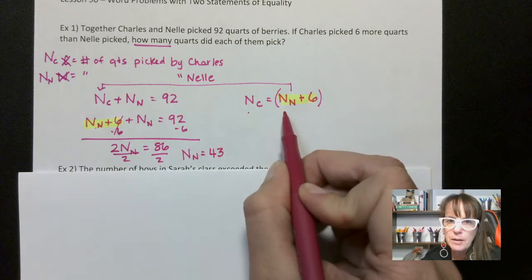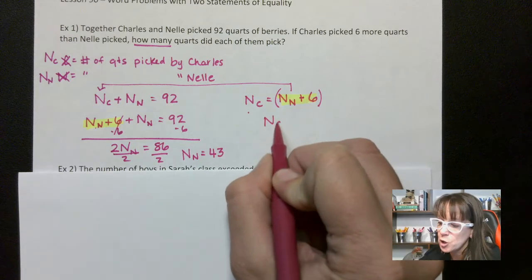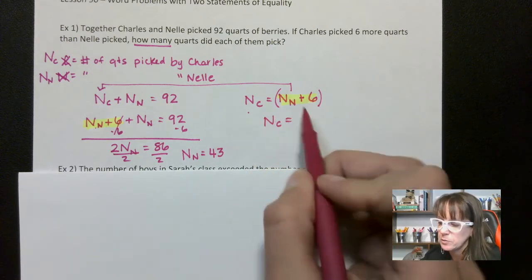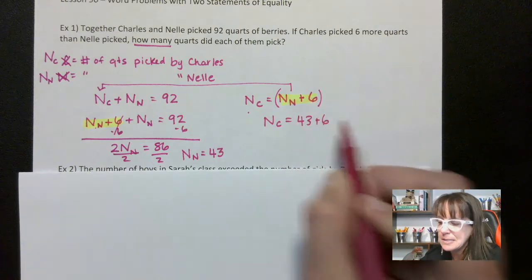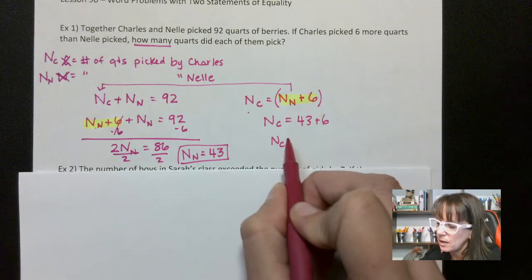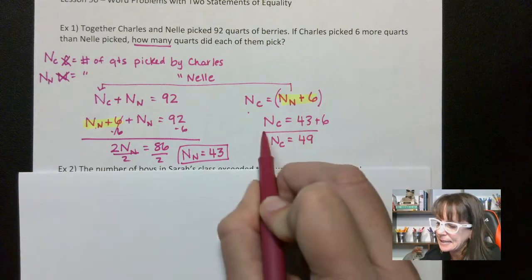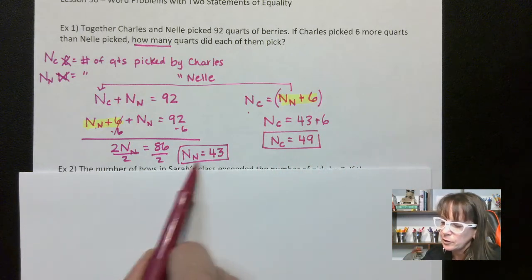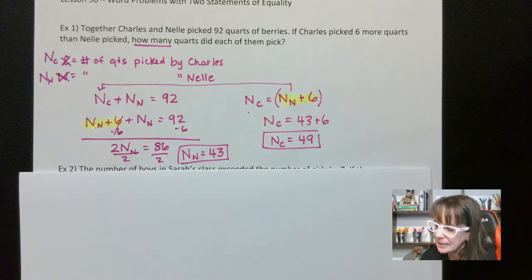43. So all we have to do now is take that information and put it over here. So the number Charles picked is the number Nell picked, which we now know is 43, plus 6 more. So the number Charles picked is going to be 49. So Nell picked 43 and Charles picked 49.